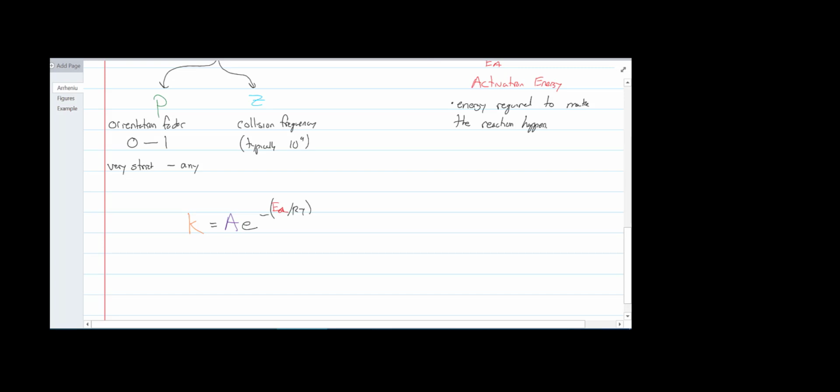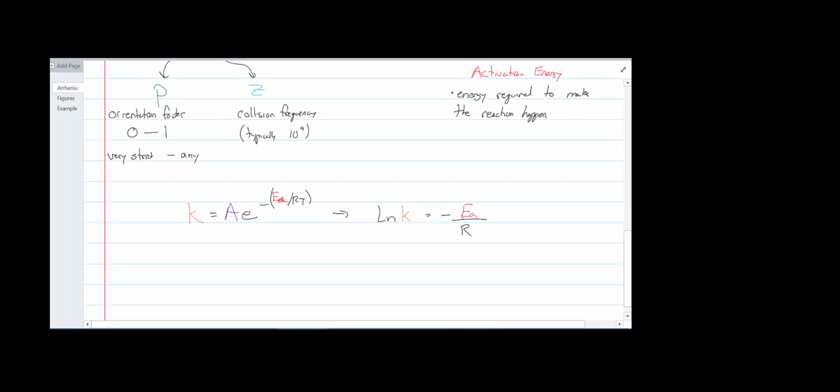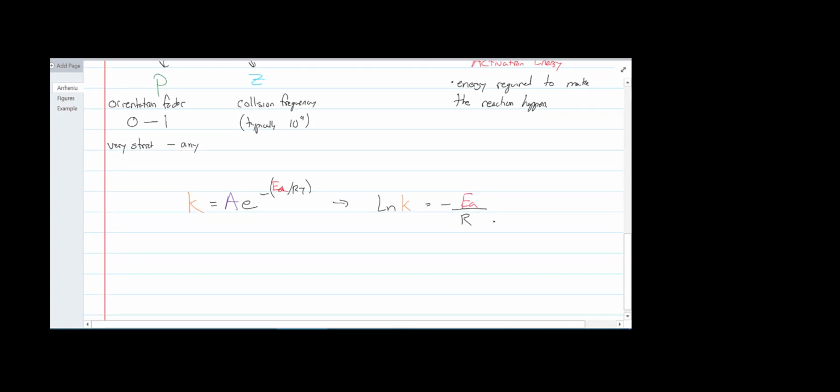Well, we can do some math and take the natural log of k. So rearrange and get rid of the e. Natural log of k equals negative EA over R times 1 over T plus the natural log of A. And you might recognize that looks like y equals mx plus b, a straight line with negative slope. And so that's the Arrhenius equation. So we like this one right here.